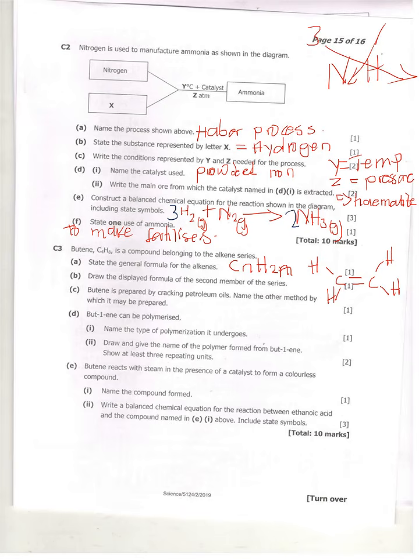Now let's move on to question C. Butene is prepared by cracking petroleum. Name the other method by which it may be prepared. If you want to prepare butene, we can also prepare it by dehydration of butanol, an alcohol. If we remove water from butanol, we can form butene. So we'll say dehydration.